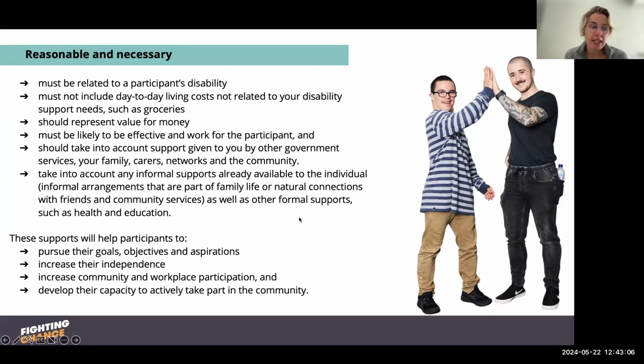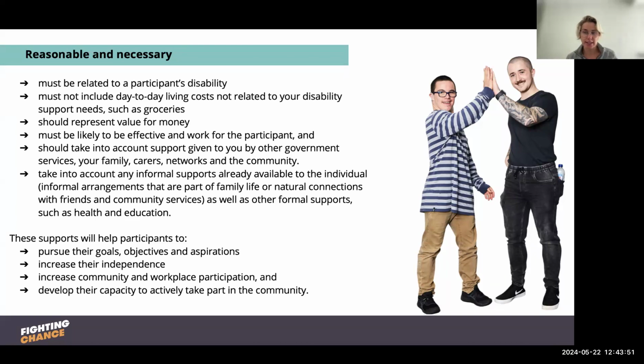And then it should take into account support given by other government services, family carers, networks, and communities. So that's informal, mainstream, and community supports. So there can't be any duplication. An example of that is if a person's in hospital, NDIS do not provide support. There is a little bit of leeway there around social support because the hospital don't necessarily provide that. But day-to-day support, like support with showering or dressing, that's all the hospital. It's a duplication if there are support workers coming in doing personal care. That is the nurse's job.